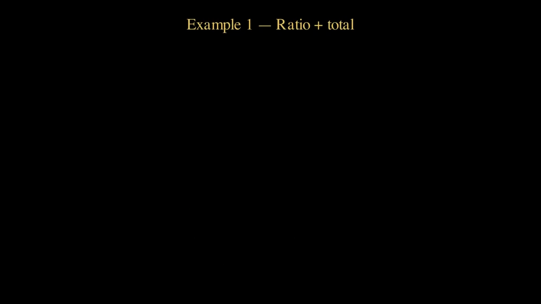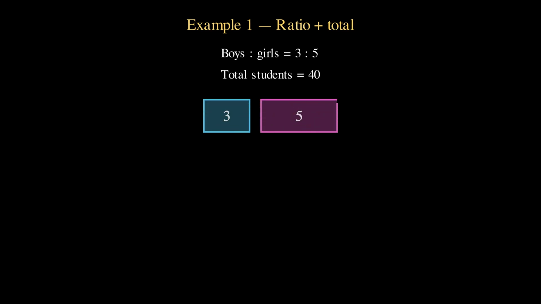Example 1, a classroom count. The ratio of boys to girls is 3 to 5, and there are 40 students in total. Picture it with a bar model, 3 parts for boys, 5 parts for girls. Add the ratio parts, 3 plus 5 equals 8 parts in the whole class.